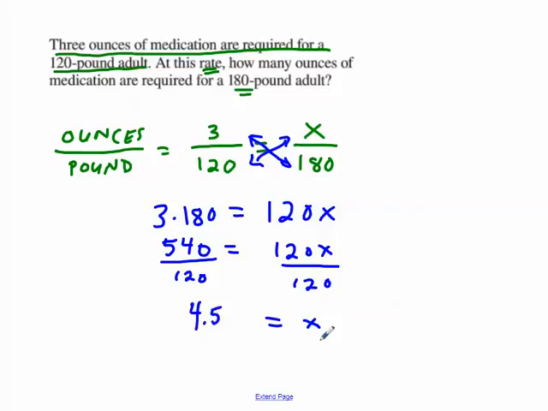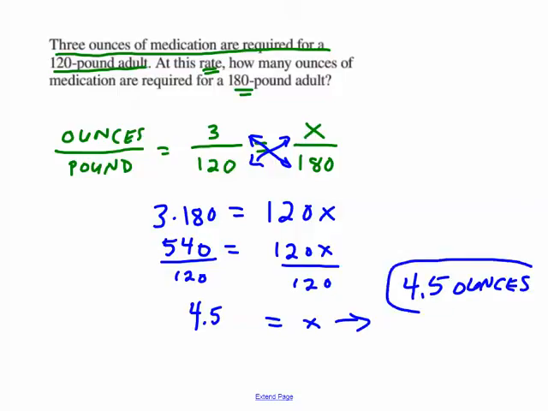Not quite done yet. X equals 4.5 solves the equation, but that doesn't really answer our question. So the answer should be 4.5 ounces, because that's what we're looking for: how many ounces would be required for a 180-pound adult? Done.